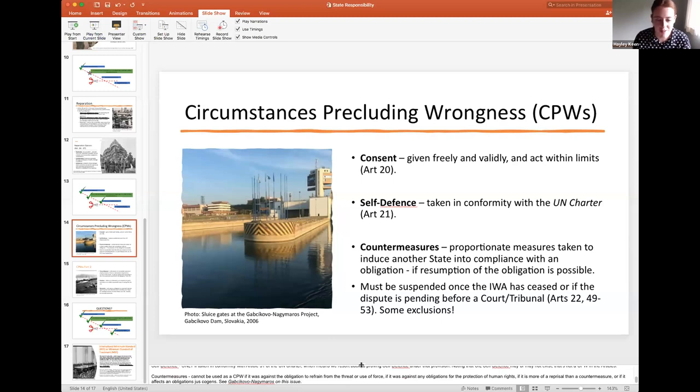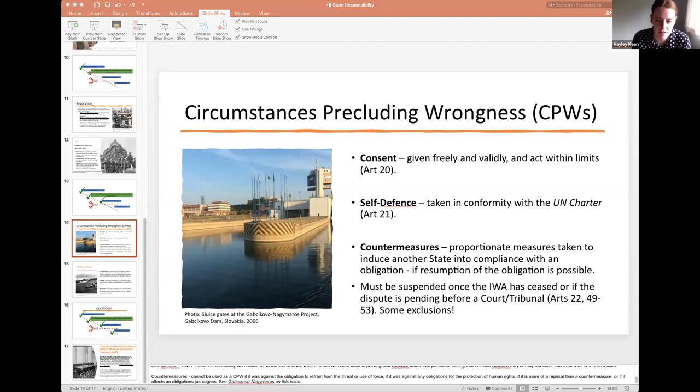Countermeasures cannot be used as a circumstance precluding wrongfulness if it was against the obligation to refrain from the threat or use of force, or if it was against any obligations for the protection of human rights, or if it was more of a reprisal than a countermeasure. So those caveats in the countermeasure section don't exist, and so you're clearly just acting out. Or if it affects a jus cogens obligation. So this one is really complex, and I think very difficult sometimes to prove, but I think it's a really interesting one.